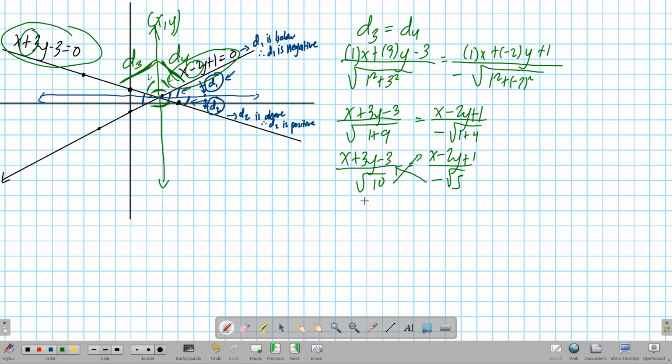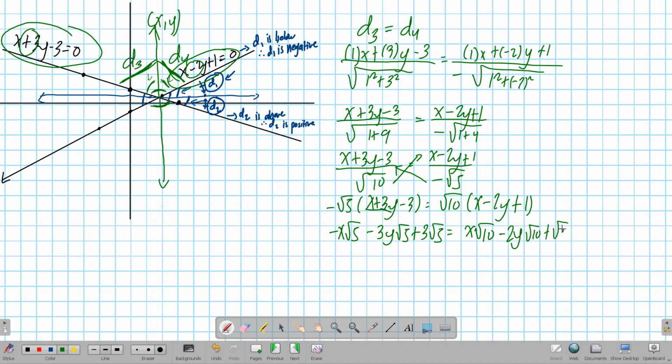So, let's cross multiply that. Then we're going to have negative square root of 5 times x plus 3y minus 3 is equal to square root of 10 times x minus 2y plus 1. There you go. So now, let's distribute. First, we're going to have negative x square root of 5 minus 3y square root of 5 plus 3 square root of 5. Negative kasi ito, so nagpalit ng sign dito. Is equal to x square root of 10 minus 2y square root of 10 plus square root of 10.